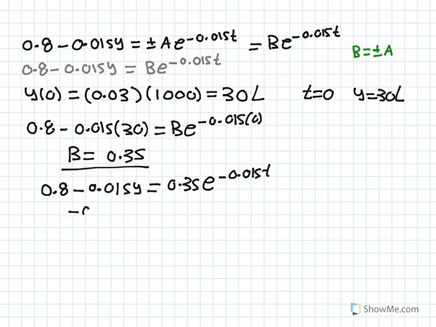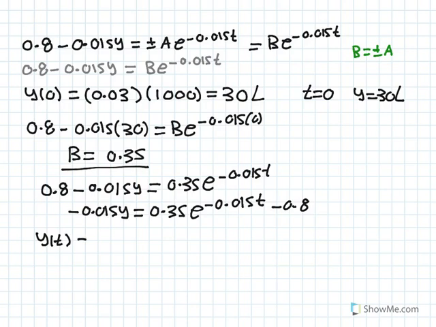So we get negative 0.015y is equal to 0.35 e to the negative 0.015t minus 0.8, and divide both sides by negative 0.015. If we simplify this in fractional form, we get y of t is equal to minus 70 divided by 3 e to the minus 0.015t plus 160 divided by 3. This represents liters of pure alcohol at time t in the tank.